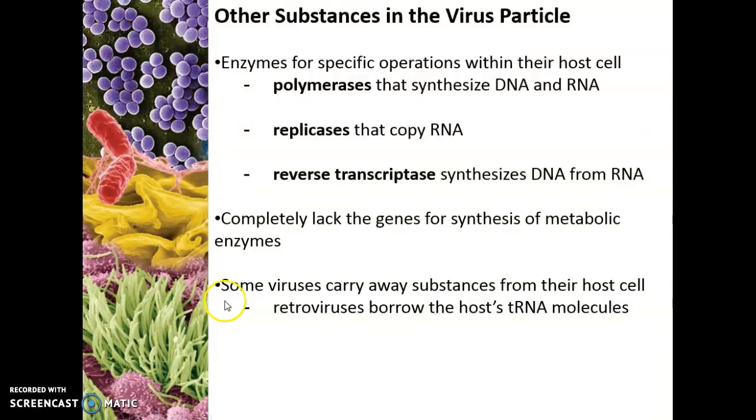All right, and then some viruses may actually carry away substances from their host cell. So retroviruses borrow the host's tRNA molecules. They will borrow some of the cell membrane or the nuclear envelope or the endoplasmic reticulum, if they leave the cell with an envelope. So that's why they're called obligate intracellular parasites. They utilize the host with 100% reliability on that host cell. Otherwise, there wouldn't be anything to the virus.